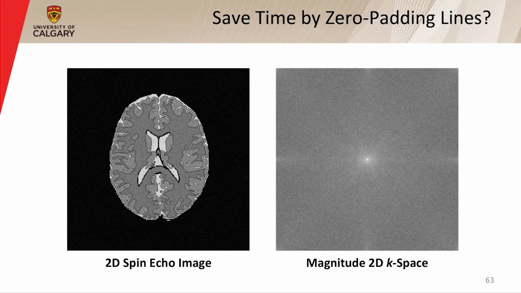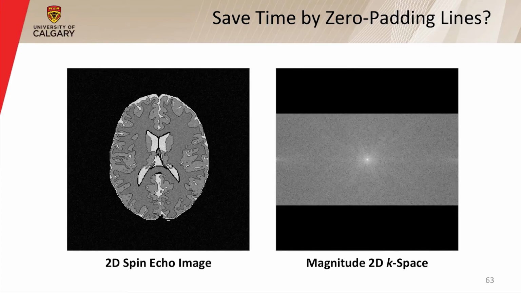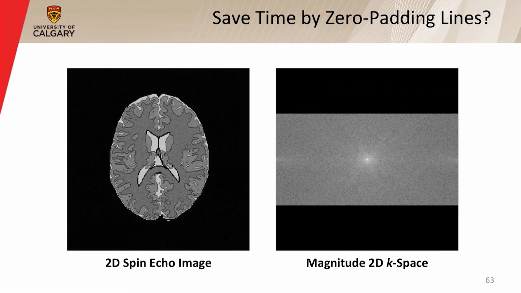And so what if we can save time by zero padding? Instead of skipping lines, what if we only acquire this central stuff? Well, what does that actually look like? It's going to give us an image that looks something like this.